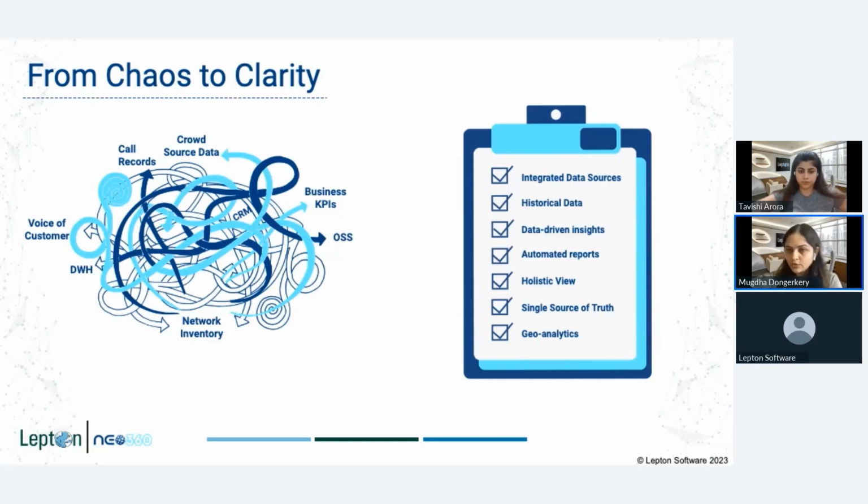Your network people can use it, your enterprise heads can use it, your network engineers can use it, your sales and distribution guys can use it, your marketing guys can use it, right? So it becomes a single source of truth. And obviously what differs us from the other BI tools or other analytics platforms that you may be using is our geo-analytics capability. It's all about location.